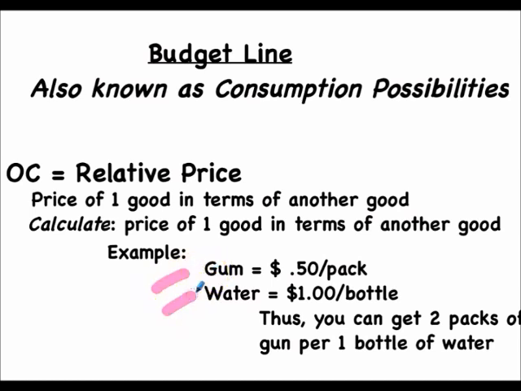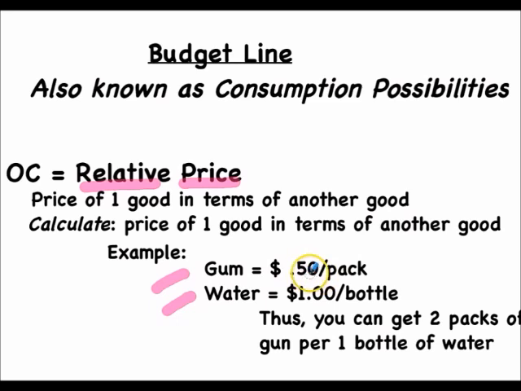Now, given gum and water, we want to look at this in terms of relative price. How much water do I sacrifice when I buy gum? How much gum do I sacrifice when I buy water? So, if gum is 50 cents a pack, if I buy 1 unit of gum, that equals 1/2 of a unit of water. If I'm going to buy water, let's say I buy 1 bottle of water, which costs me $1, that is equal to 2 packs of gum.